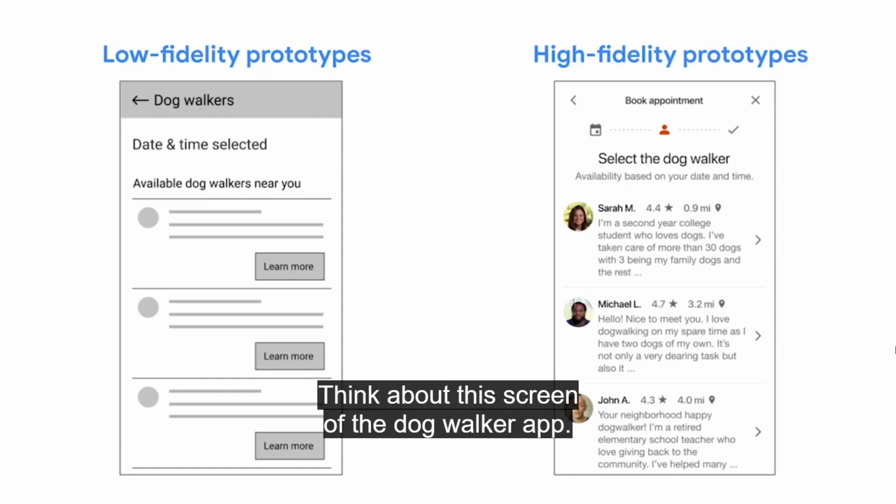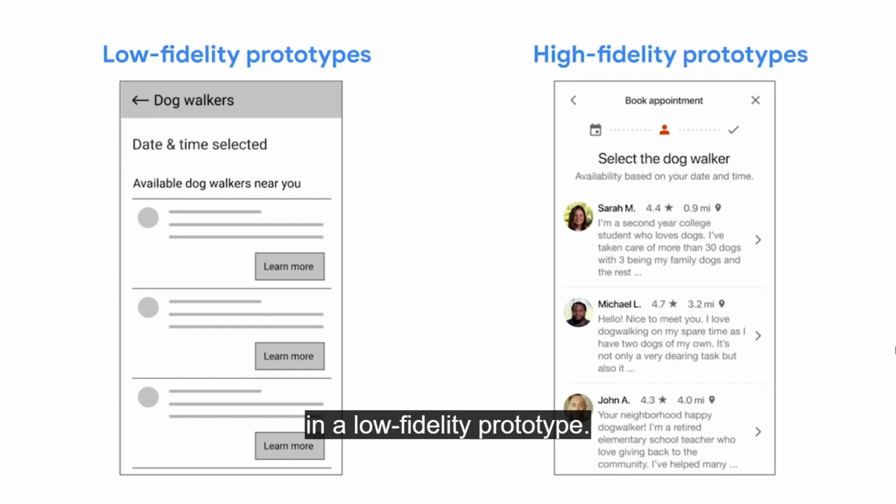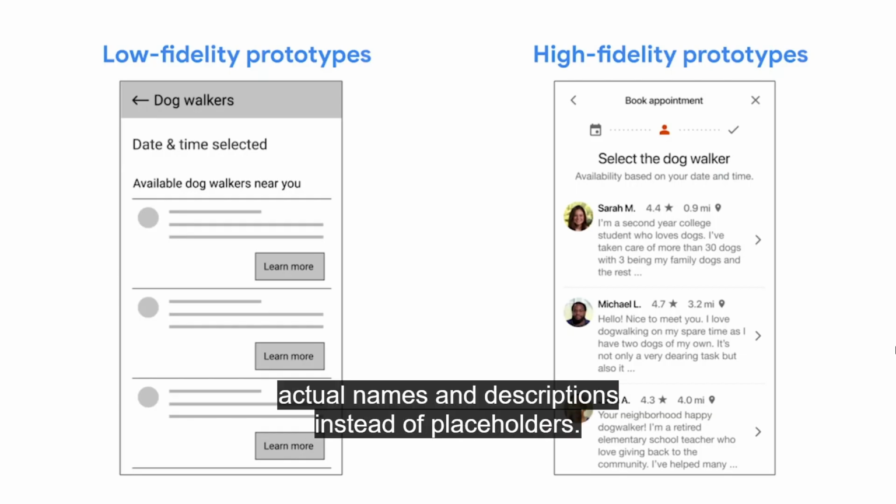Think about this screen of the dog walker app. On the left, the low-fidelity prototype used lines as placeholders for names. You might also use placeholder text, like first name, last name, or dog walker A, in a low-fidelity prototype. On the right, the high-fidelity prototype includes actual names and descriptions, instead of placeholders. The goal is to have realistic names and profile photos to simulate the real app experience.